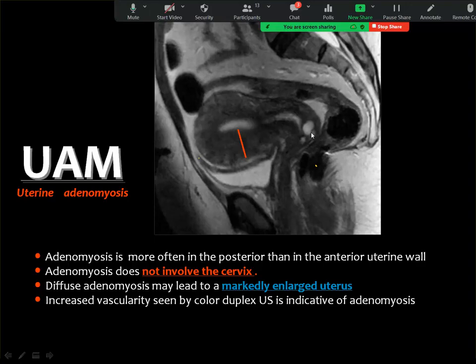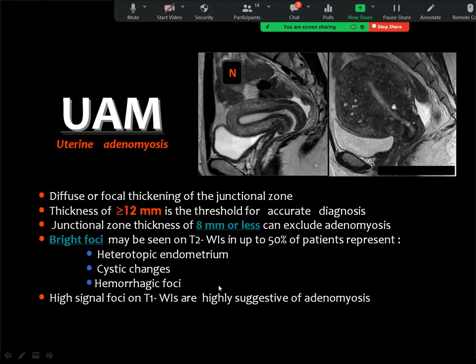And many times you can see some cystic changes in the cervix, which represents Nabothian cysts. And this is the normal appearance of the uterus, and this is the adenomyosis. You got very much increased thickness of the junctional zone, and you got some bright foci within the lesion. And if you see that the thickness of the junctional zone is above 12 millimeter, this is a good way for establishing the diagnosis of adenomyosis.